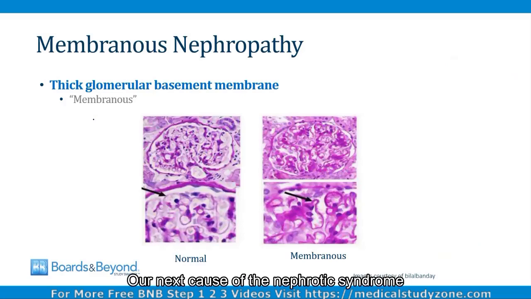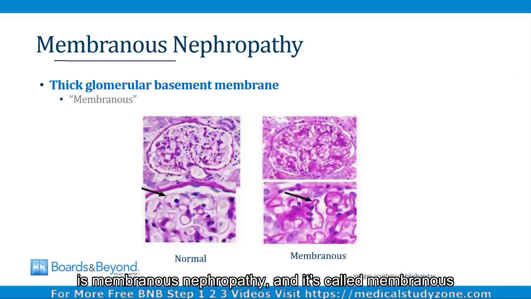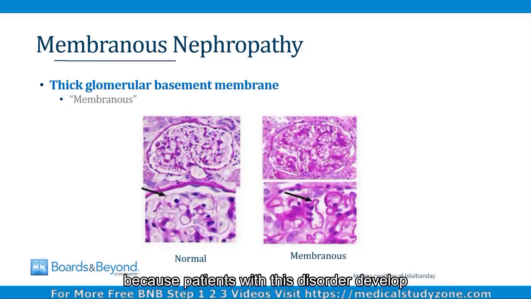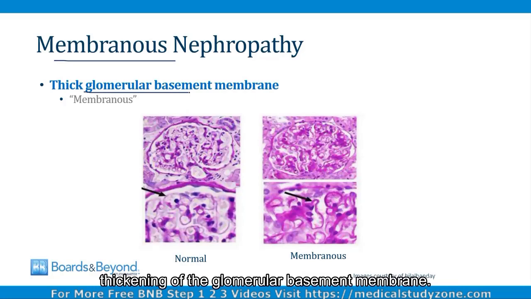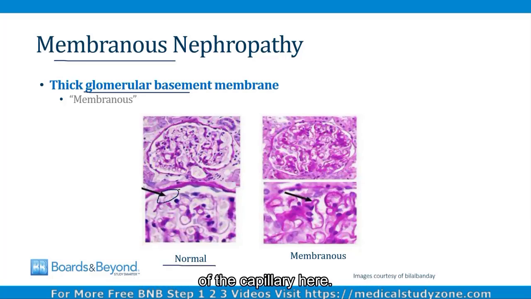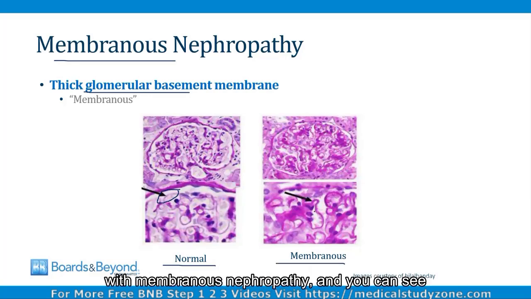Our next cause of the nephrotic syndrome is membranous nephropathy, and it's called membranous because patients with this disorder develop thickening of the glomerular basement membrane. If you look at these images on the slide, a normal glomerulus is shown on the left, and notice how thin the basement membrane is of the capillary here. The image on the right is from a patient with membranous nephropathy, and you can see that the basement membrane is much thicker here.